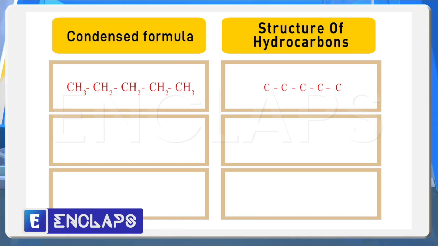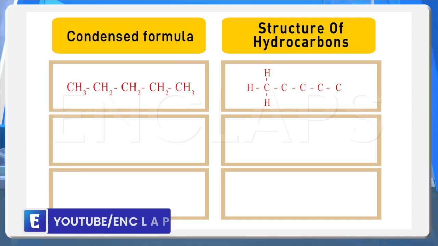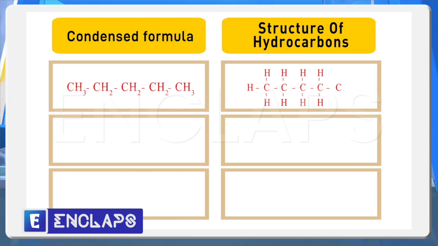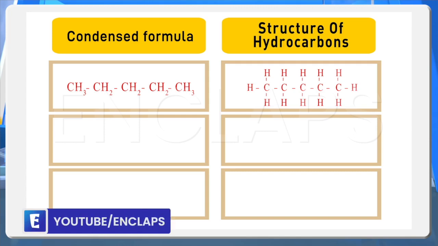First carbon atom, there are 3 hydrogen atoms. Then next carbon atom, there are 2 hydrogen atoms. Then the next carbon atom, there are 2 hydrogen atoms. Then the next carbon atom, there are 2 hydrogen atoms. Then the last carbon atom, there are 3 hydrogen atoms. So this is the structure of that compound.